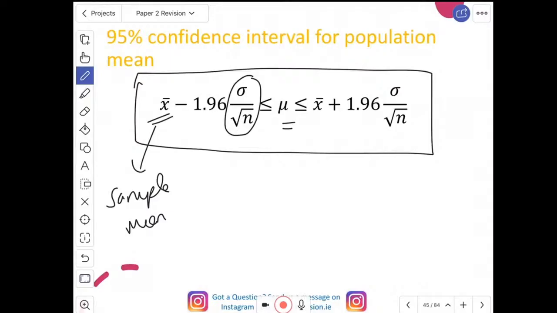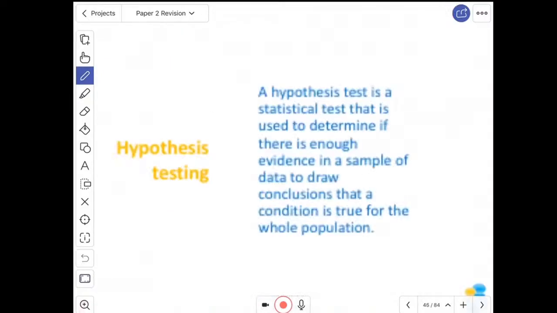Okay, next thing I want to talk to you about is hypothesis testing. So hypothesis testing is a statistical test that is used to determine if there is enough evidence in a sample of data to draw conclusions that a condition is true for the whole population.